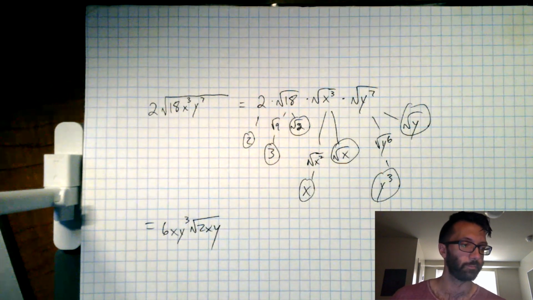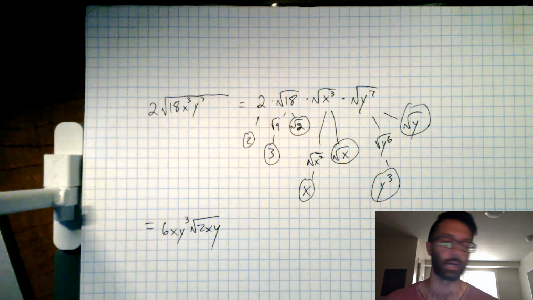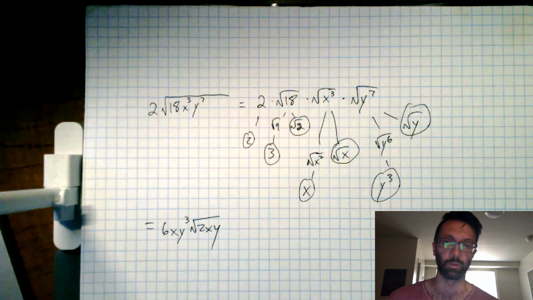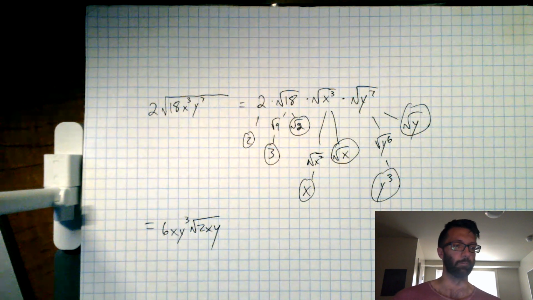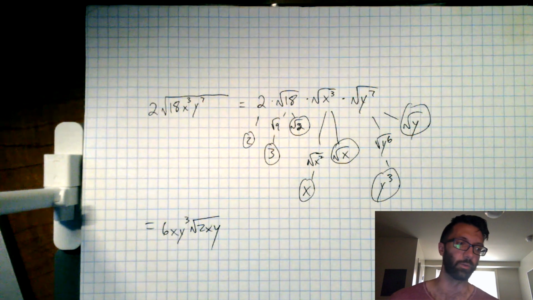All right, so in another video I'll cover the same concept but for cube roots instead of square roots. It's a very similar process, but you just have to basically divide all of your exponents by 3 instead of by 2.